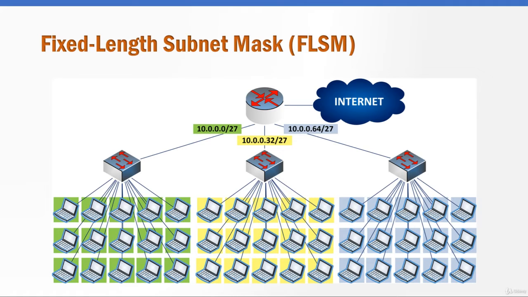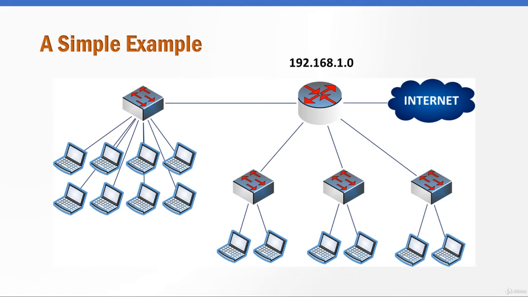Let's go to our next example. So here we have 3 smaller networks and 1 larger network. Of course, in all of these examples, the cloud that represents the internet is just going to be ignored. It's just there, and it could be any network.